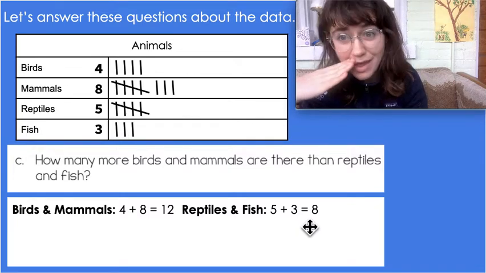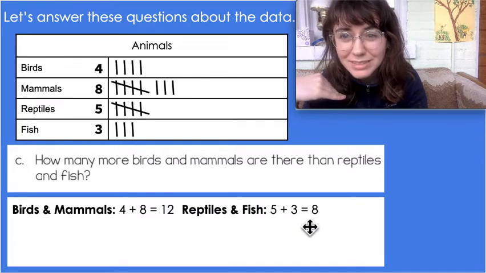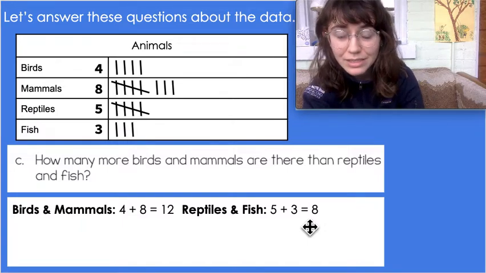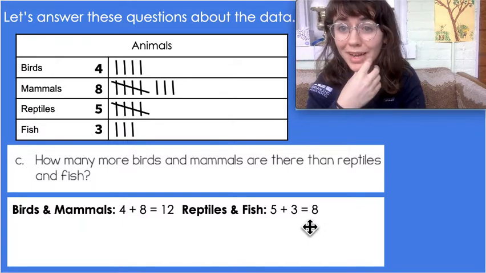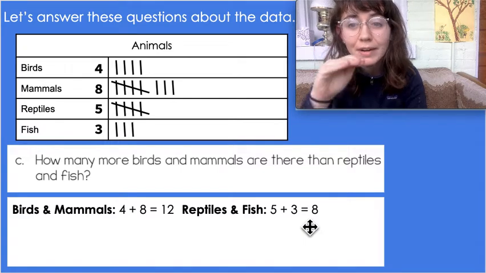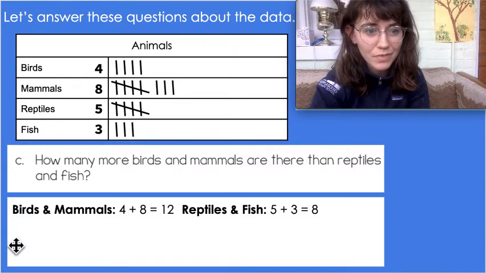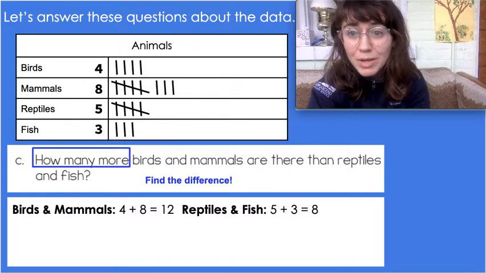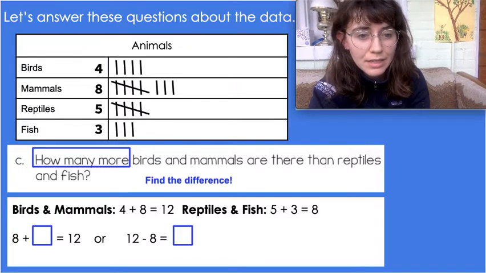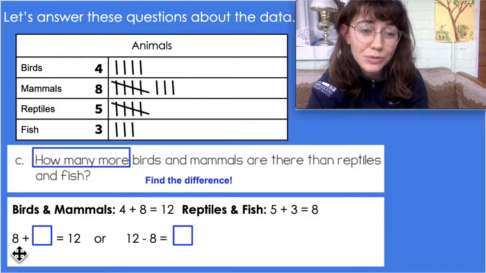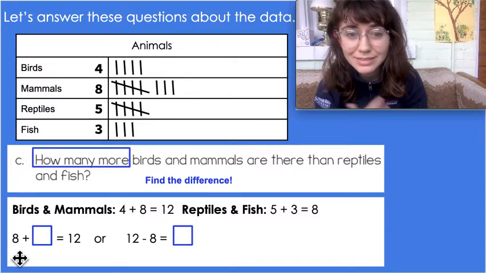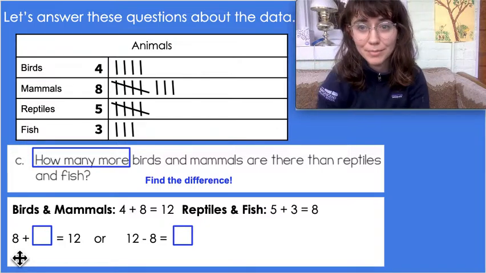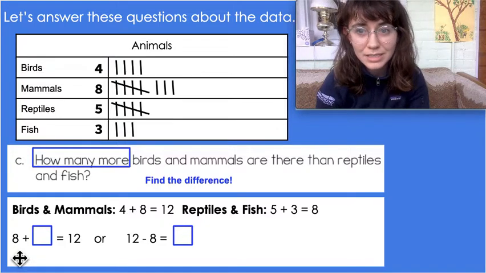When I compare, that means I'm finding the difference. And so I'm either going to subtract to find out the space in between or count on from the smaller number to get up to the bigger number. So let me show you what I mean. So how many more is always a clue that we're finding the difference. And so what that looks like is I either do 8 plus something gets to 12, the bigger number, or I subtract the smaller number from the bigger number, so 12 minus 8.